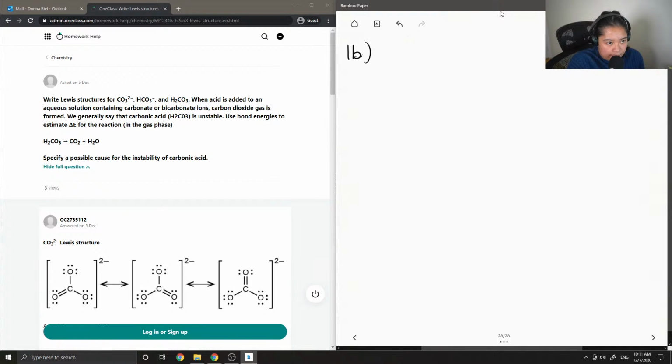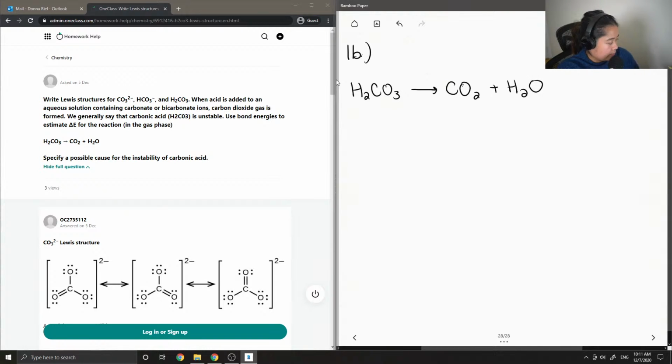I'll just label it as 1B. So I'm going to first draw out the chemical reaction. This was already given in the question. And it might be easier to just show this reaction and also show all the bonds and the reactants and the products.